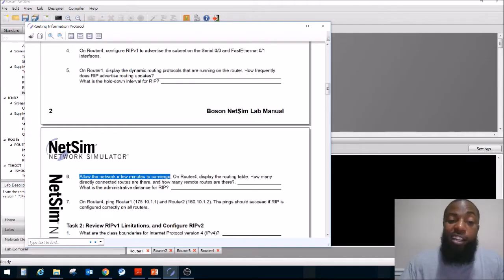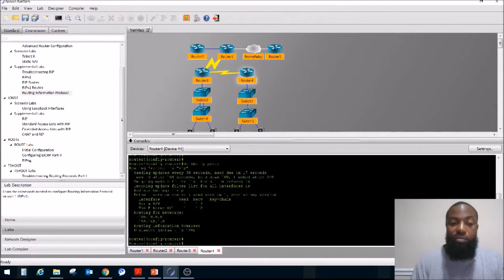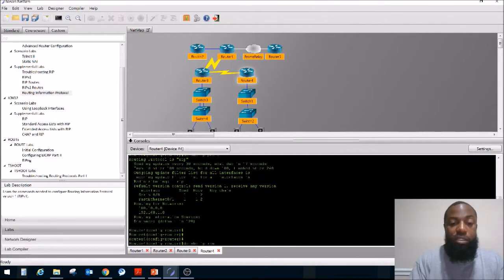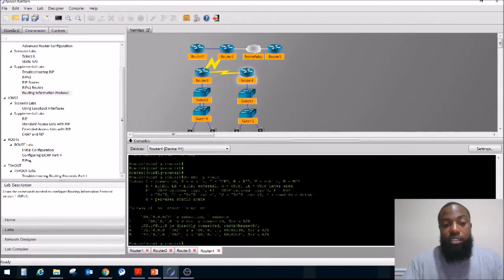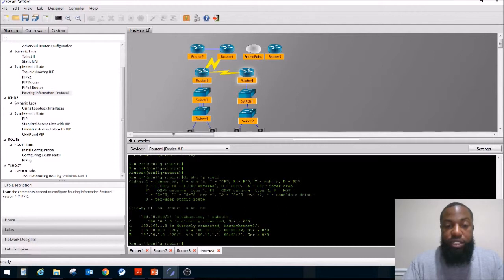On router 4, display the routing table. Let's do that. So router 4, do show ip route, and look, he's learned two RIP routes and also his connected routes, right? So router 4 has his serial interface there. On router 4, display how many directly connected routes there are and how many remote routes. This is a directly connected route, 1, 2, and these are the 2 remote routes, 1, 2.